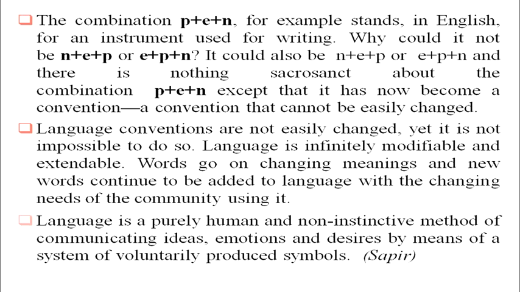So, with this we mean that the combination, for example, in English we have pen, p, e and n. So, there is no logic that why pen should be called pen. It could have been called nep or epn, but this is just a convention that the writing instrument is called pen in English. Language conventions are not easily changed, yet it is not impossible to do so.